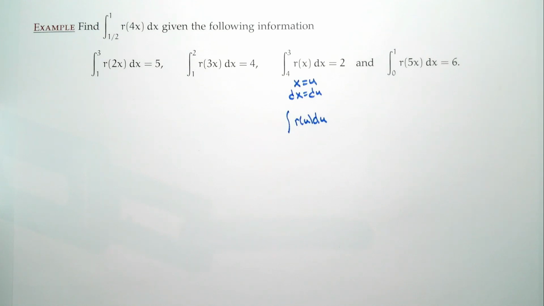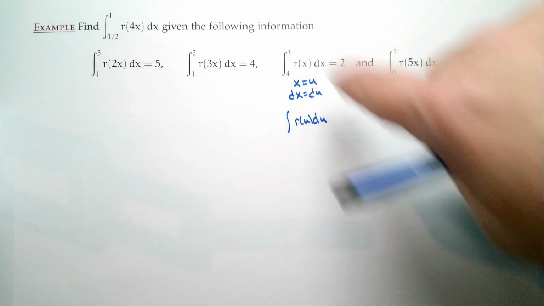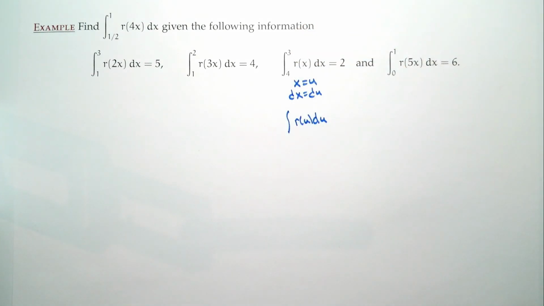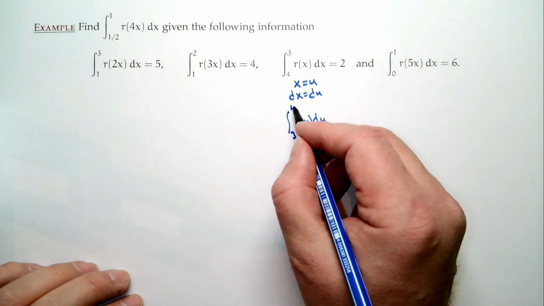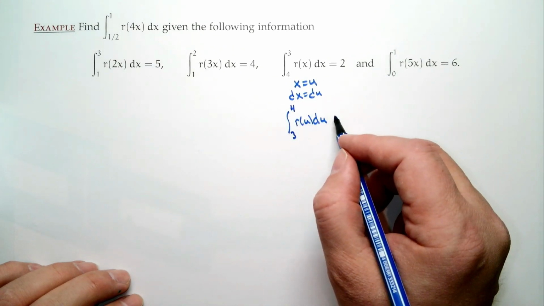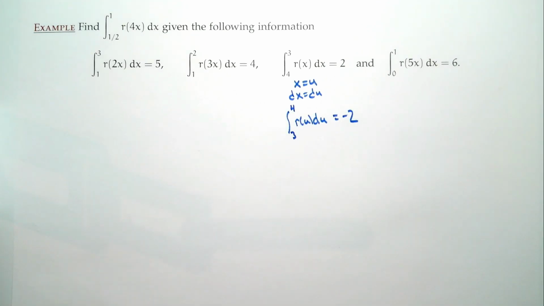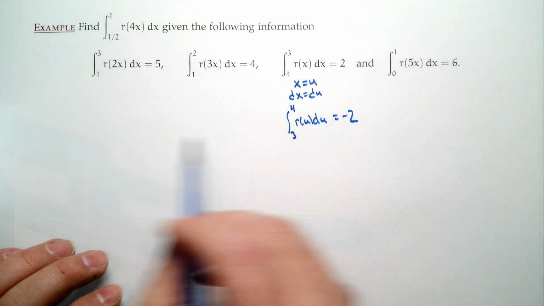It doesn't do anything. But what we don't like about this one is the bounds. 4 to 3, not cool. We want to go from low number to high number. So let's switch it from 3 to 4. If we do that, what happens? It becomes negative.